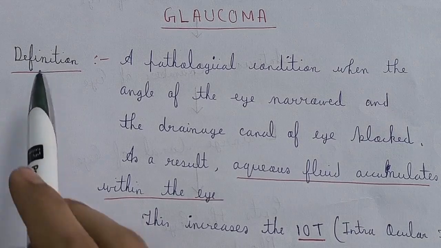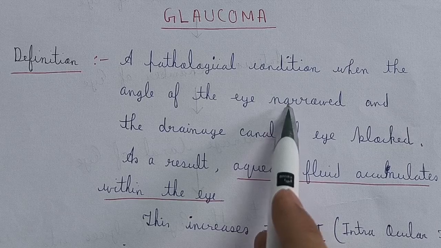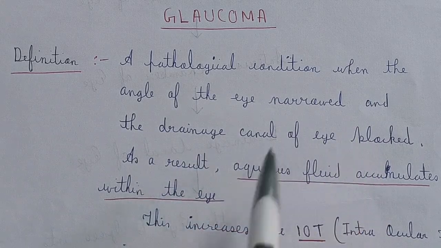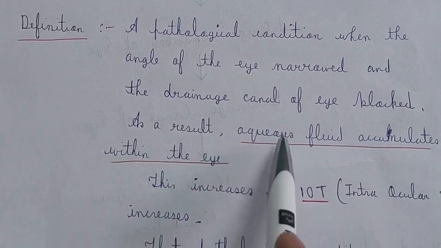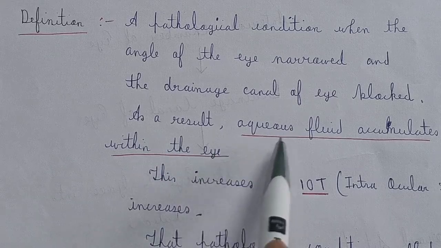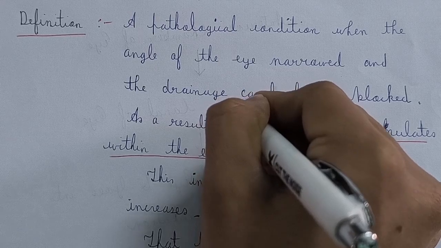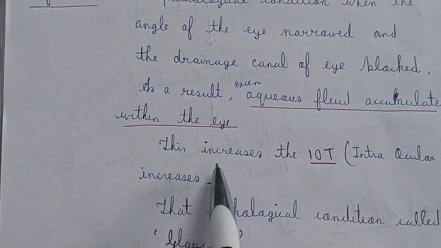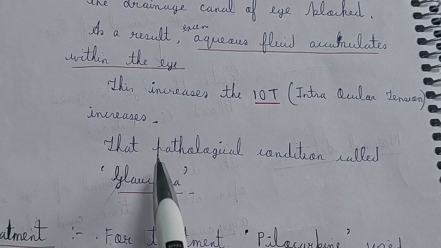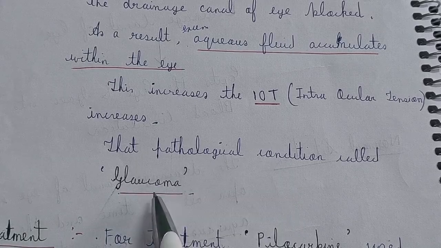For the definition of glaucoma, I have written it there. It is a pathological condition when the angle of the eye becomes narrowed and the drainage canal of the eye is blocked. As a result, excess aqueous fluid accumulates within the eye, and this increases the intraocular tension within the eye. Due to this, a pathological condition occurs, and that condition is known as glaucoma.